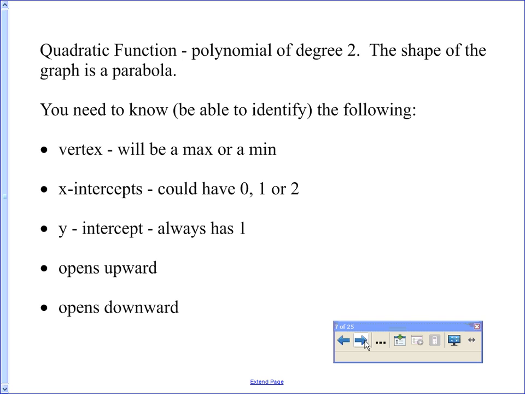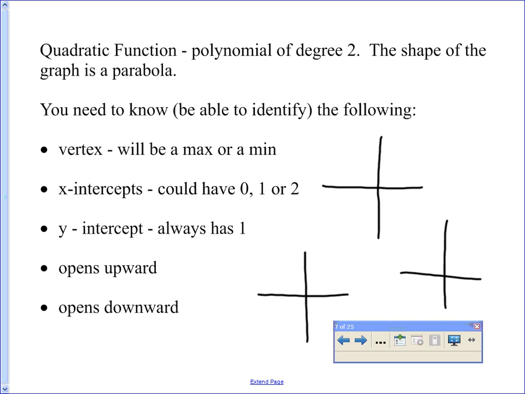So a quadratic function is a polynomial of degree 2, and the shape of the graph is a parabola. We have a couple of different things that can happen, so let's look at a couple of different graphs. Our shape is a parabola, and we could have a parabola that looks like this. In this case, this is going to be your vertex, and there are no x-intercepts. So you notice that the number of x-intercepts is 0, but we could have something like this, where there are two x-intercepts, or we could have a situation where there's one x-intercept.